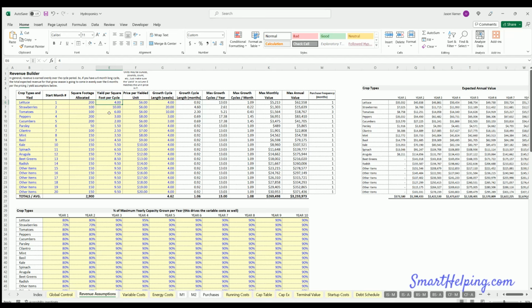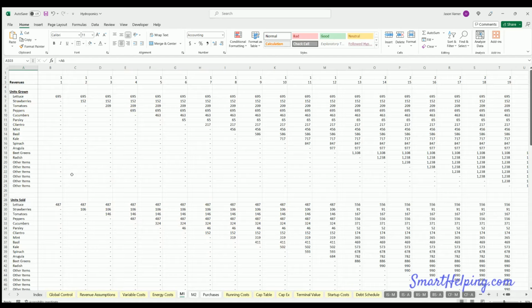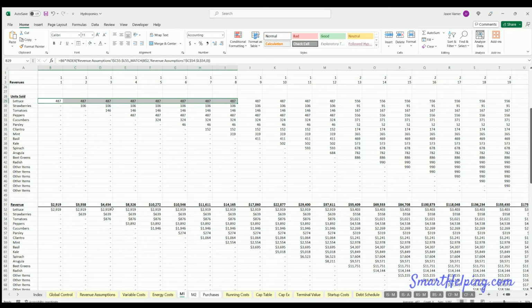Then we can do math to figure out, based on the maximum capacity, the percentage of max capacity we actually grow, and the amount we actually sell of that for each of these types, the units sold. So that's what's driving these inputs here, and revenues based on pricing.